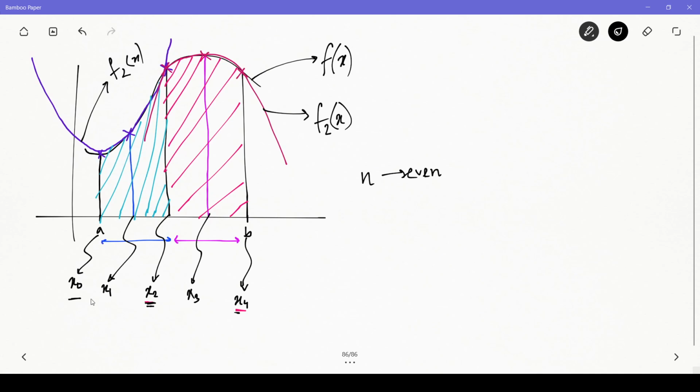Okay, so in the first case it was within the interval x naught to x2, right? In the second case it was from x2 to x4, right? Fine. So now that we know why the value of n should be even, let's go back to our presentation and try to come up with a compact or closed form formula for this multi-segment Simpson's 1 by 3 rule. Okay, we try to derive it.